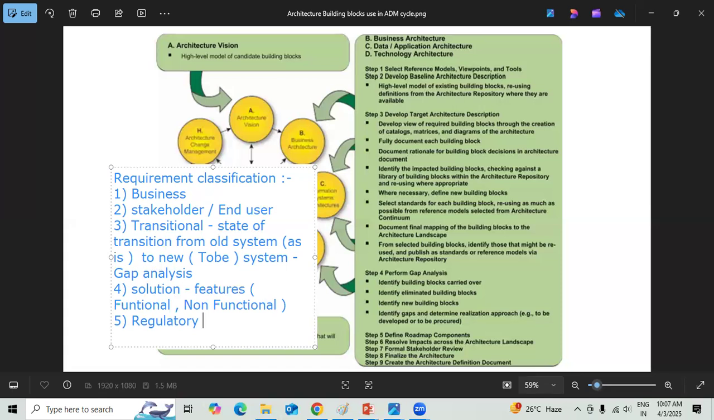Last but not least, regulatory requirements. What are the standards, policies? Yesterday, I gave this example, if you remember, the HIPAA example I gave. Standards, policies.